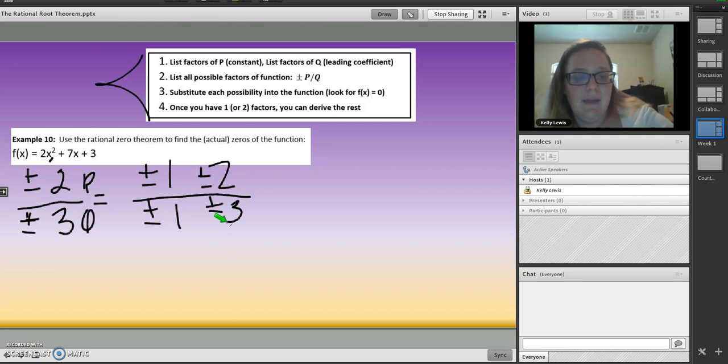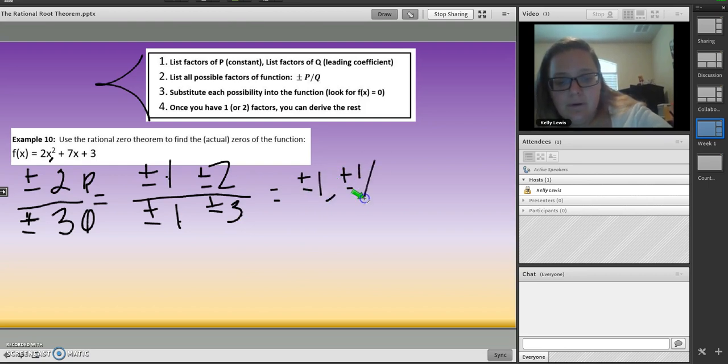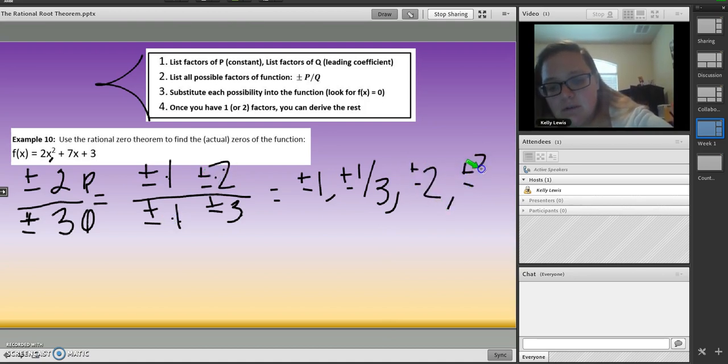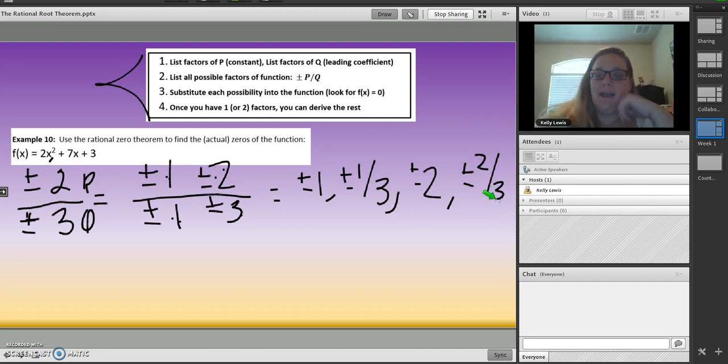All right, so our possibilities are 1 over 1 and 1 over 3. So 1 over 1 is 1, 1 over 3 is 1/3. And then 2 over 1 and 2 over 3. So 2 over 1 is just 2, and then 2/3. So I have 8 possibilities here: 1, negative 1, 1/3, negative 1/3, 2, negative 2, 2/3, negative 2/3. And we're going to find the actual ones. This is why I needed the camera, so you could look at my amazing self.